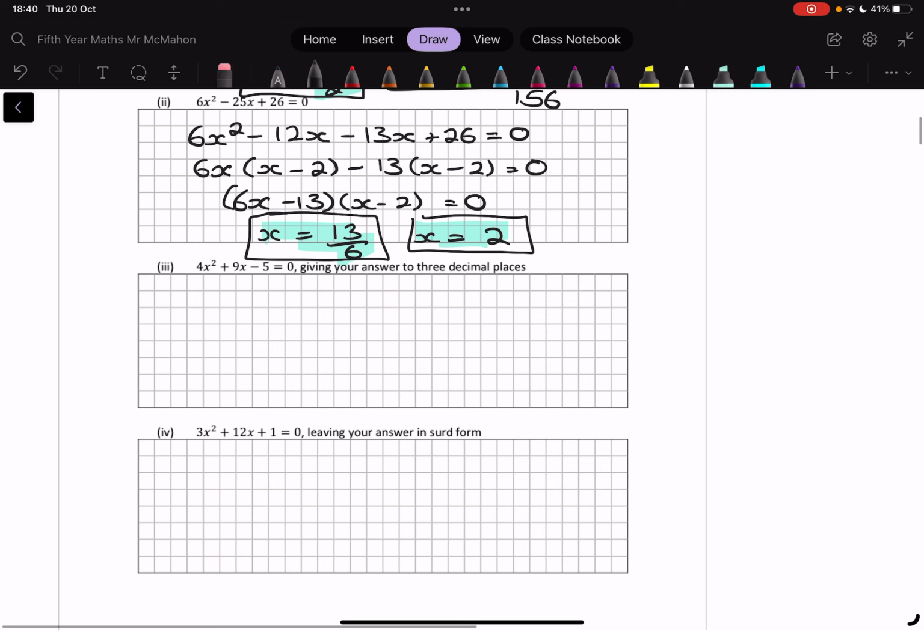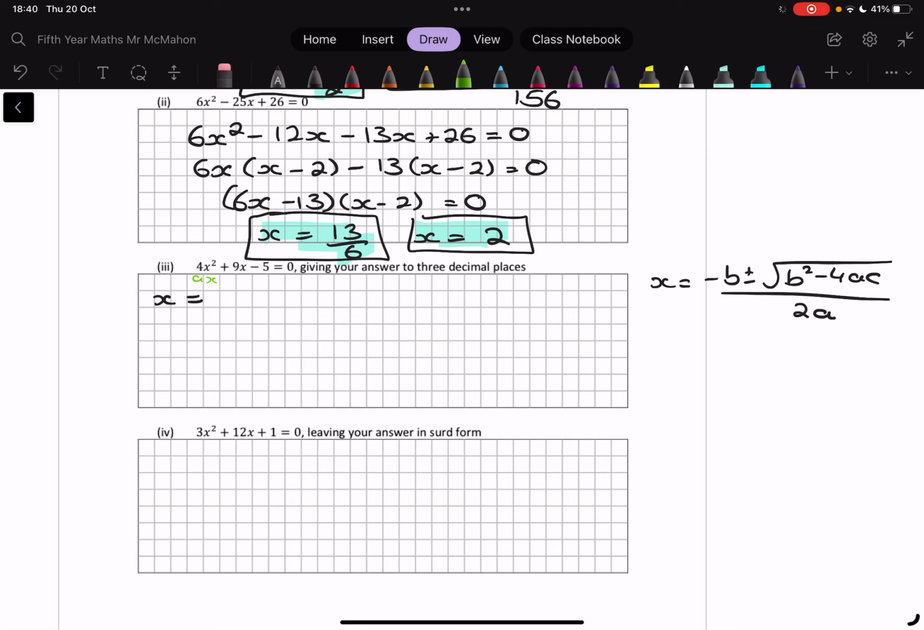So for the next one, we are told 4x squared plus 9x minus 5 is equal to 0, giving your answer to 3 decimal places. Seeing that question of giving your answer to 3 decimal places should hopefully be an indicator to us that we are going to have to use our minus b, our quadratic formula. So looking at that, we can just look at our log tables to find that formula. So make sure that you know where you have to look for that formula. It's important to be familiar as well with what formulas are in the log tables and what ones are not.